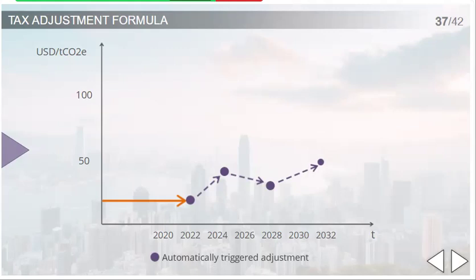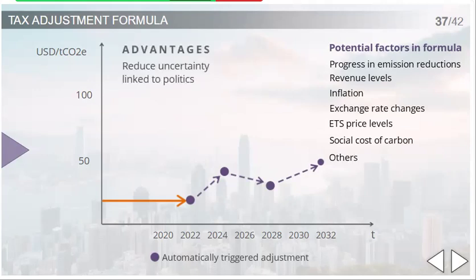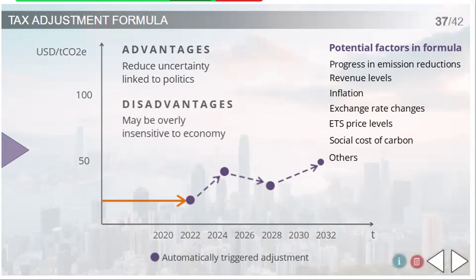The tax design can include an adjustment formula that incorporates factors such as progress in meeting emission reduction targets, revenue levels, inflation, exchange rate changes, and ETS price levels or the social cost of carbon. Resorting to an objective or impartial formula reduces the role of day-to-day politics and related uncertainty. On the other hand, automatic adjustments may prove overly insensitive when economic conditions call for more discretionary measures.